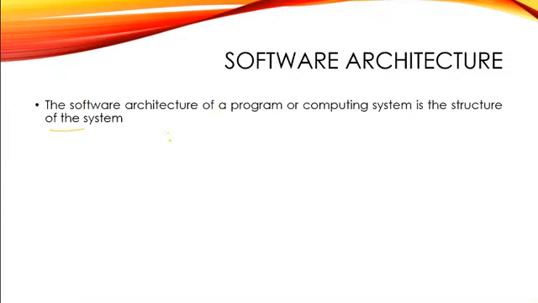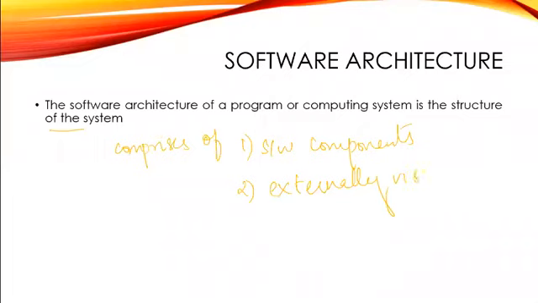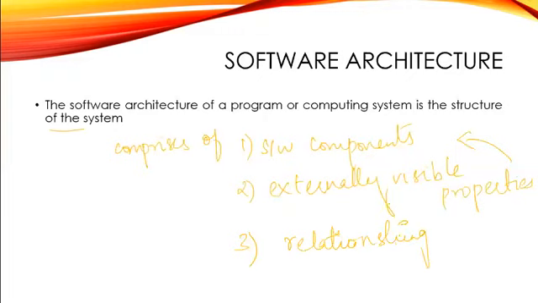Now, what is this structure going to consist of? It comprises software components, then the externally visible properties of these components only, and the relationship among these different components, how these are connected. That is what a software architecture is.